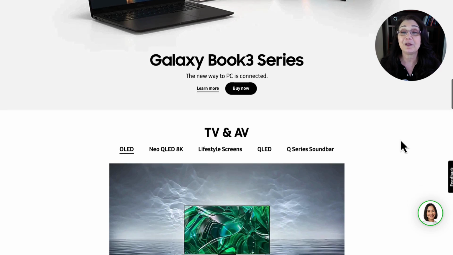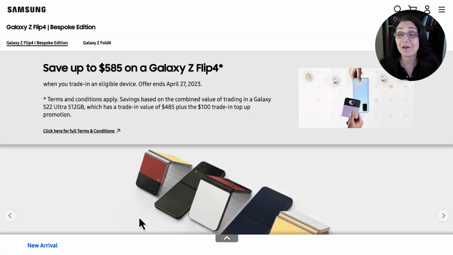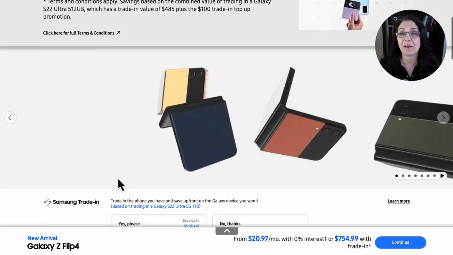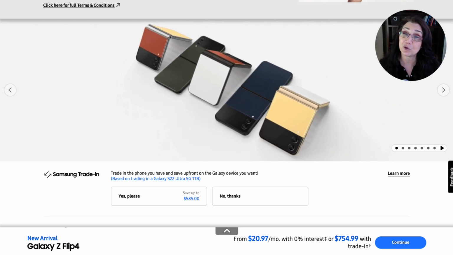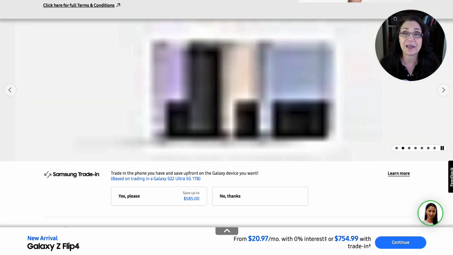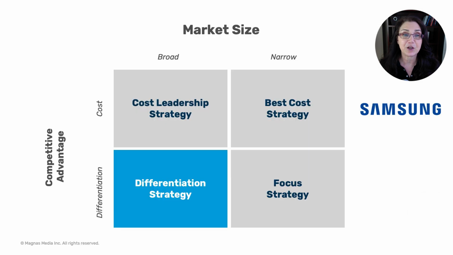One of the recent examples is the foldable phones. It's debatable whether they came up with it or not, but right now I do believe they have a patent. So they are the ones that own the patent for that foldable phone, which means over the next few years, they're the only ones who are able to create that folding phone. So you're not going to find a folding phone from Apple or from the other suppliers. Samsung right now is dominating in that space. So they like to compete in the differentiation strategy in a broad market.